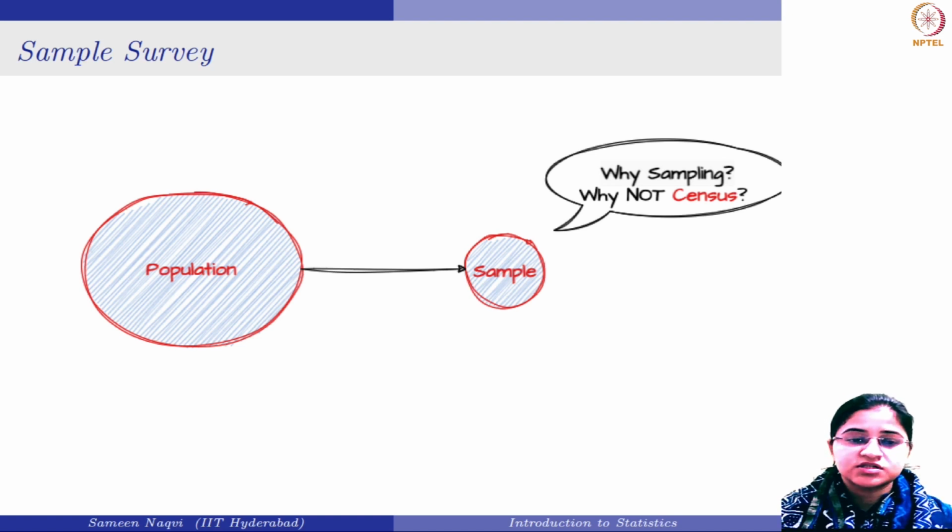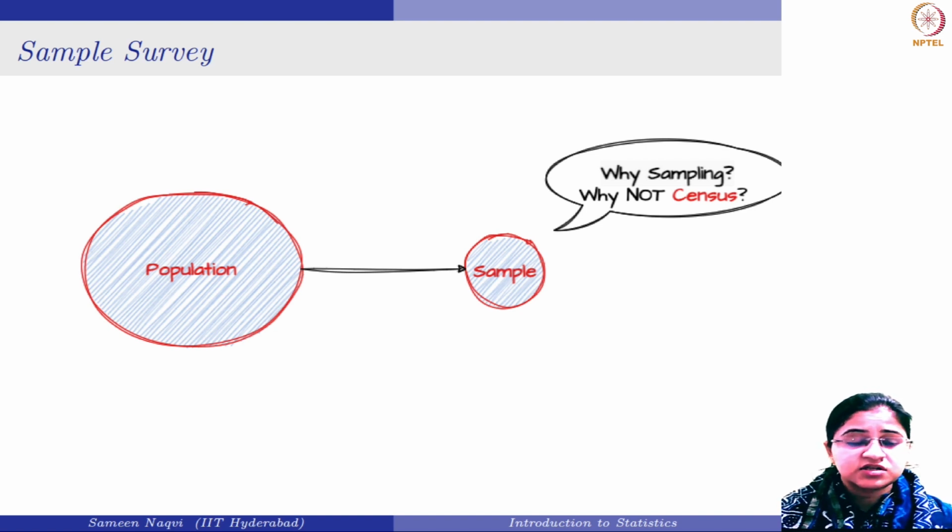The answer is that it is very difficult to gather information or data from each and every individual of the population. When we talk about a census, it is very difficult to gather data because populations are dynamic, they rarely stand still, and they change frequently when we move from one time period to another.